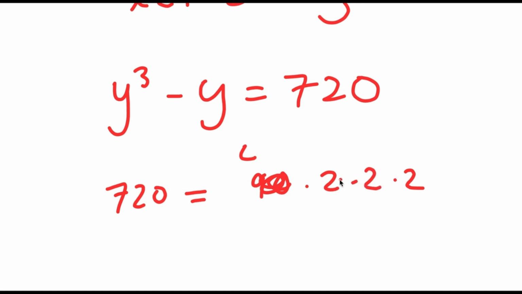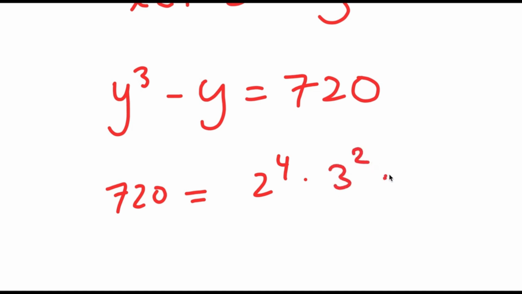So I have 2 to the power of 4 times 45, which is the same thing as 9 times 5. Now 9 is the same thing as 3 squared. So I have 2 to the power of 4 times 3 squared times 5.